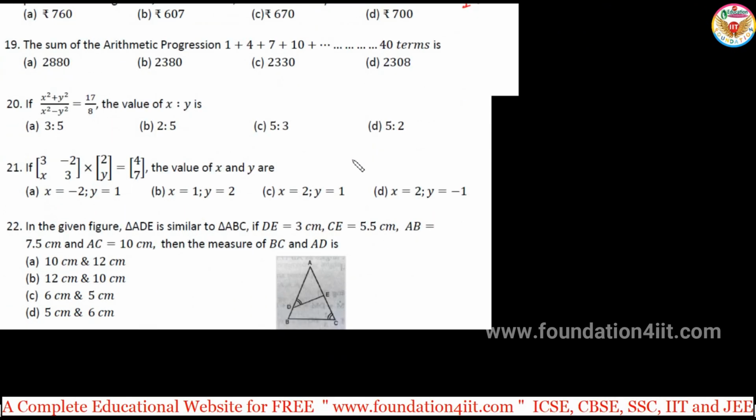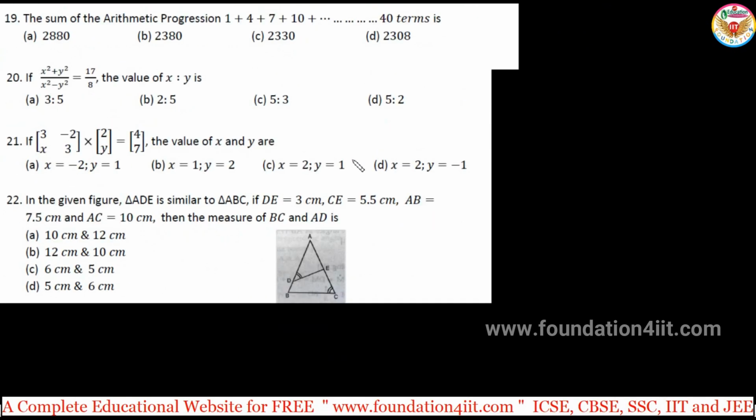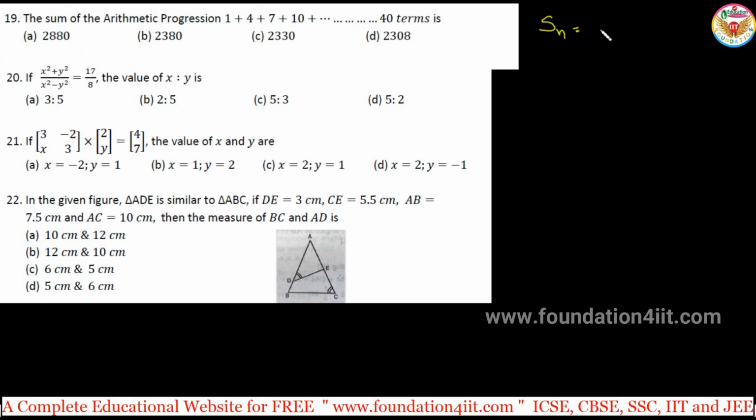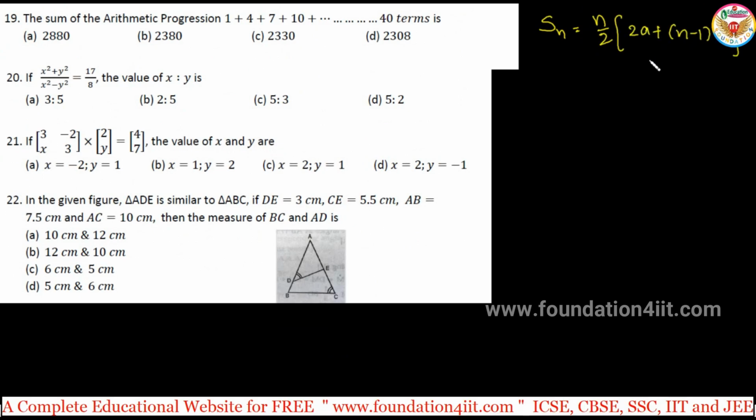Okay, let us continue more here. This 19th one: sum of the arithmetic progression of 40 terms. So the formula, I'll explain: Sn is equal to n by 2 into (2a plus (n minus 1) into d). Okay, so this is the formula. n is 40 in this problem.